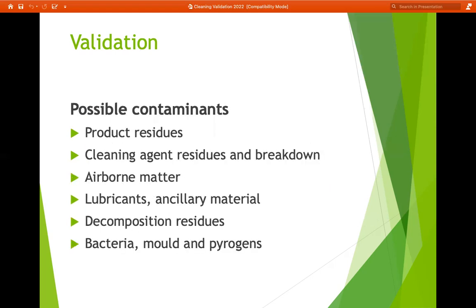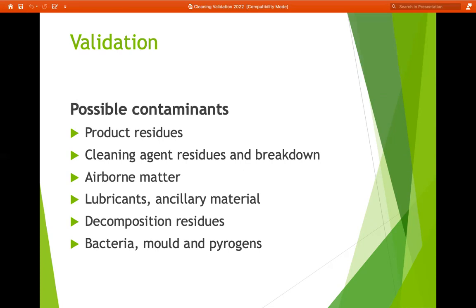Possible contaminants are product residues from the last product, cleaning agent residues and breakdown products. So it may be the cleaning agents which you are using, it may be T-Pol or detergent or anything. Traces of the same may be retained in the machine, or can stick to the machine parts and carry on into the next product.